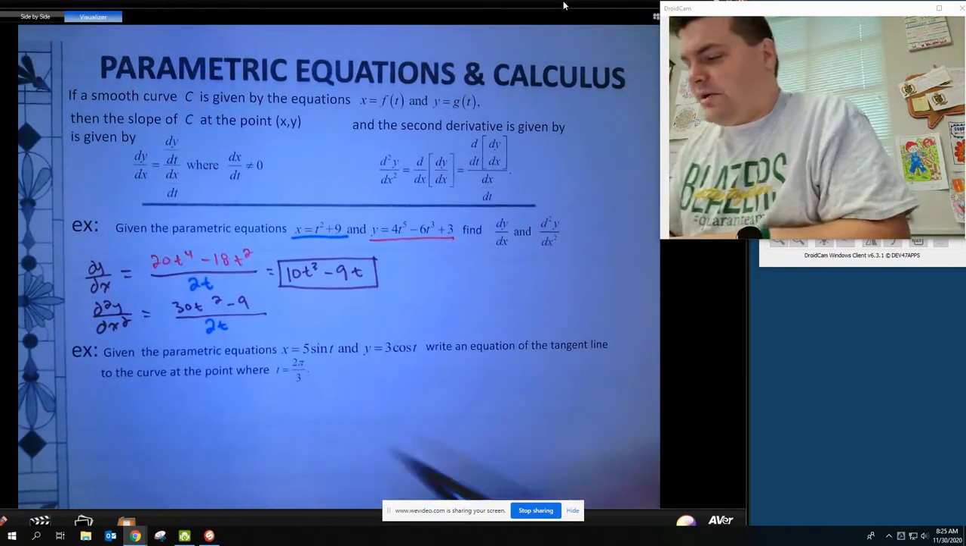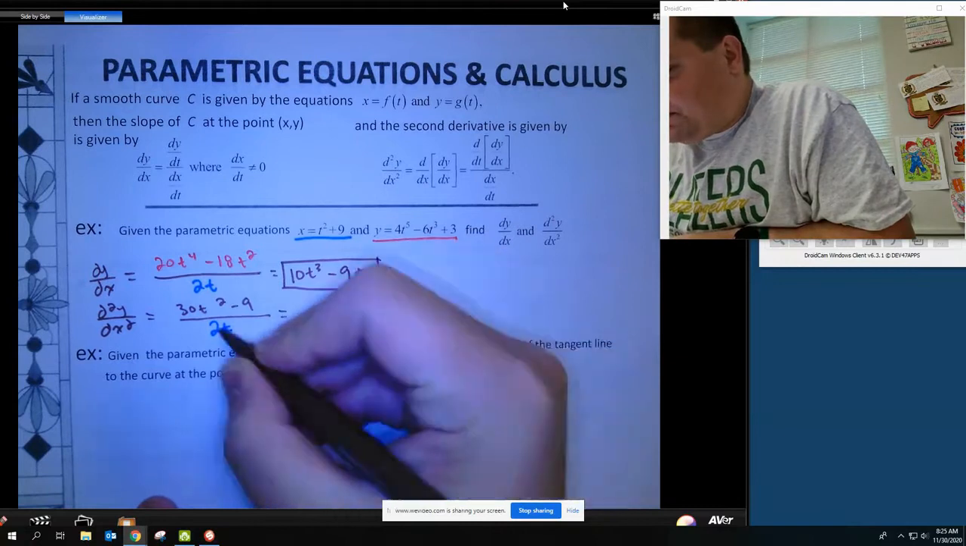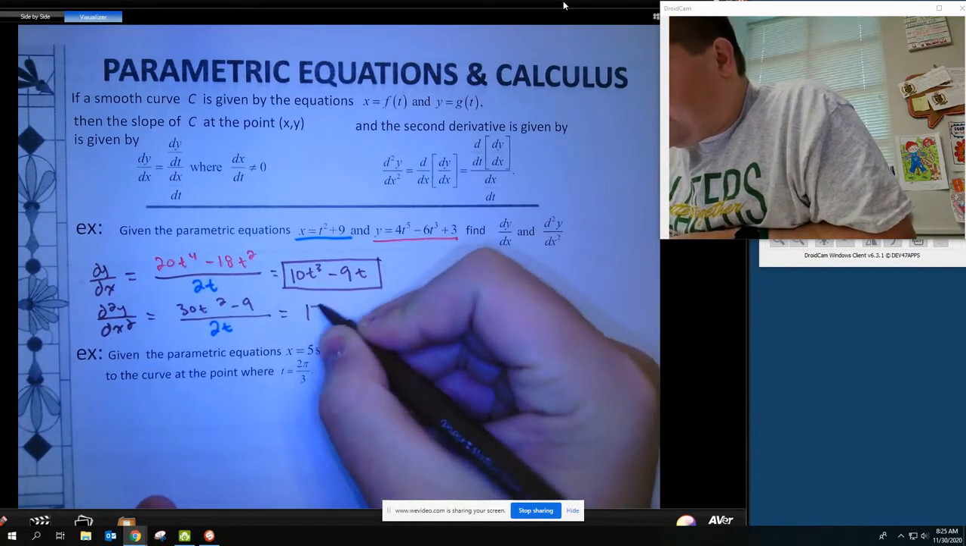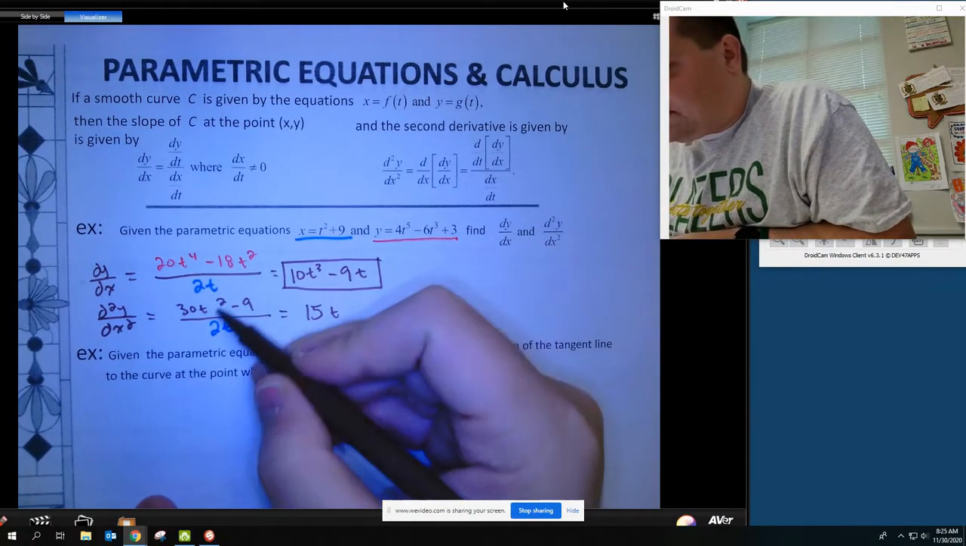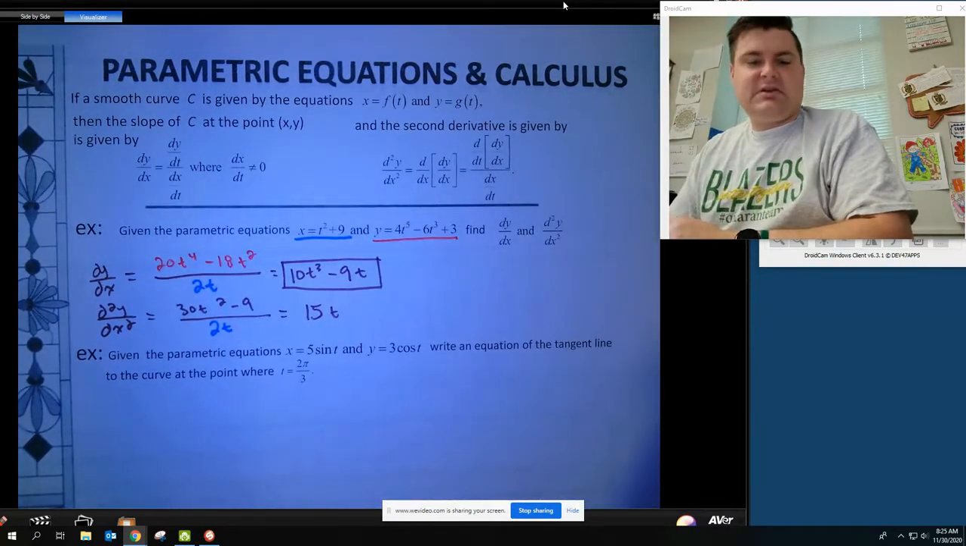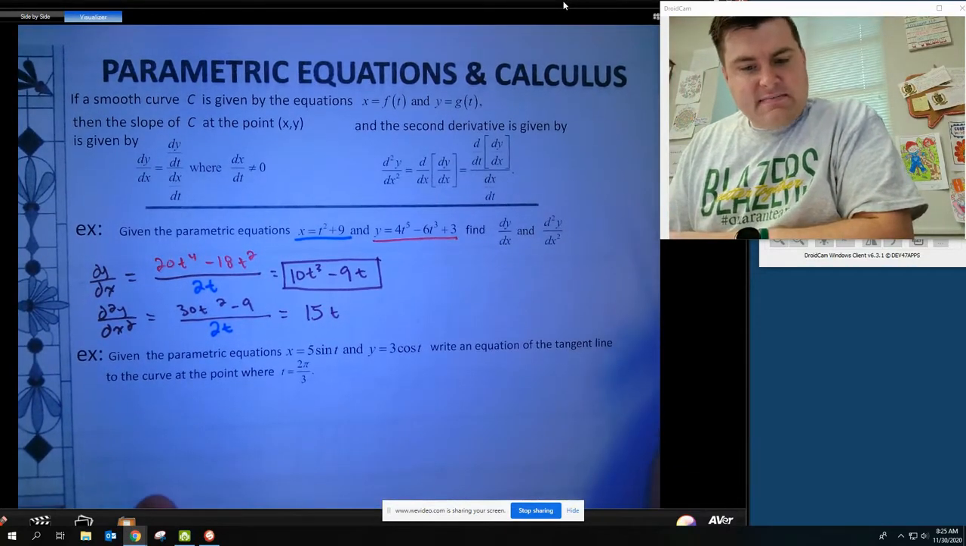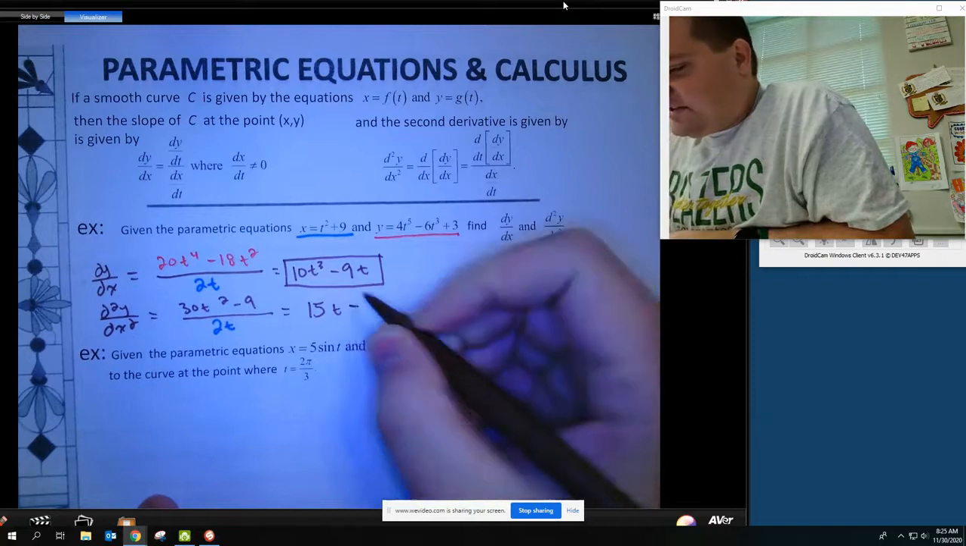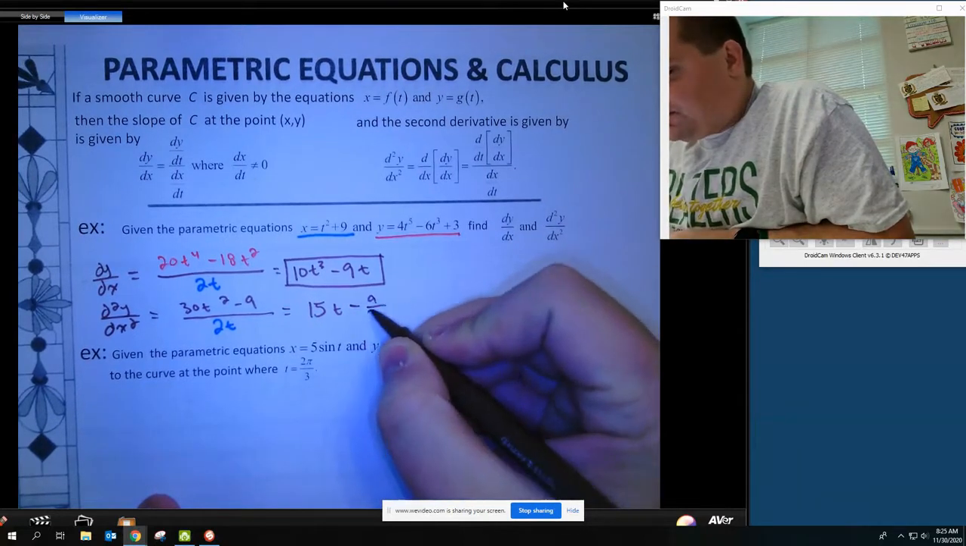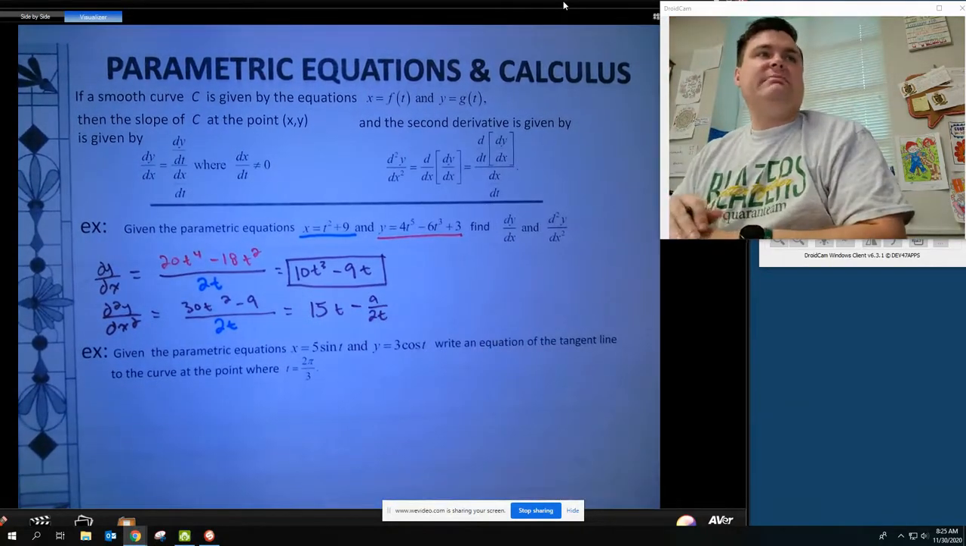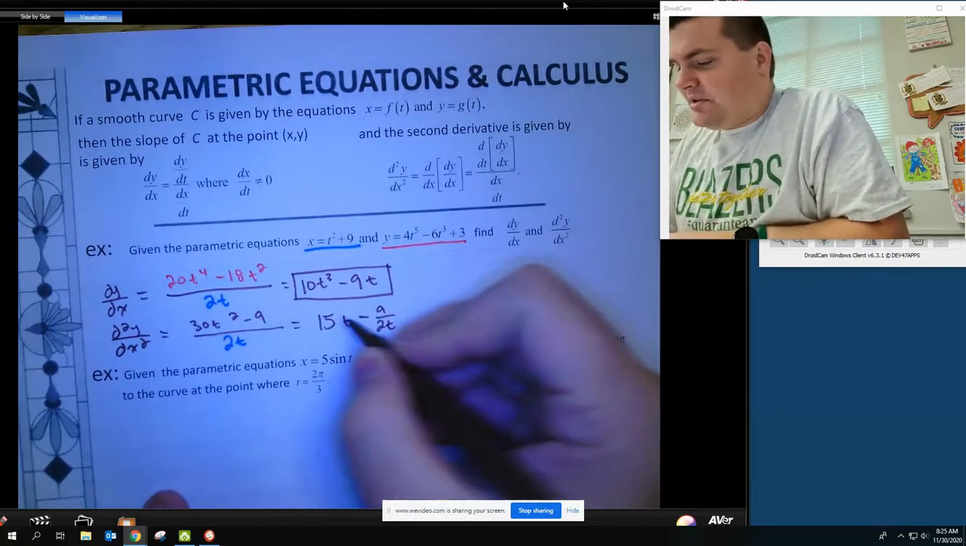Just to simplify this real quick, this is going to turn into 30 over 2 is 15. t squared over t is just t. Minus, and this is just going to be 9 over 2t. That's really about it. Just two different ways to look at it. These both are acceptable.